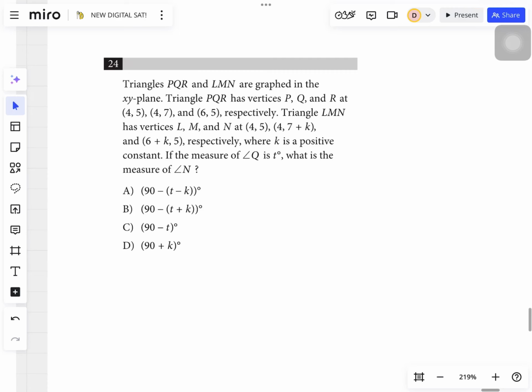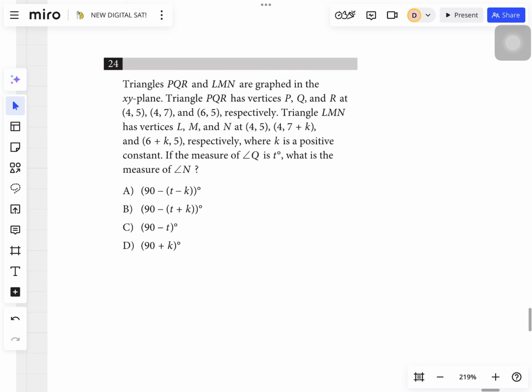Let's take a look together at question number 24. This is one of the brand new digital SAT questions, and it is a ridiculous geometry question, so we're going to have to see if we can get it right together. Triangles PQR and LMN are graphed in the XY plane. Triangle PQR has vertices P, Q, and R at (4, 5), (4, 7), and (6, 5) respectively.